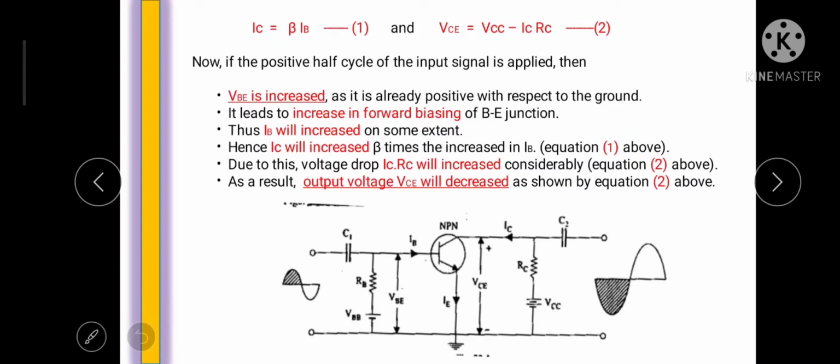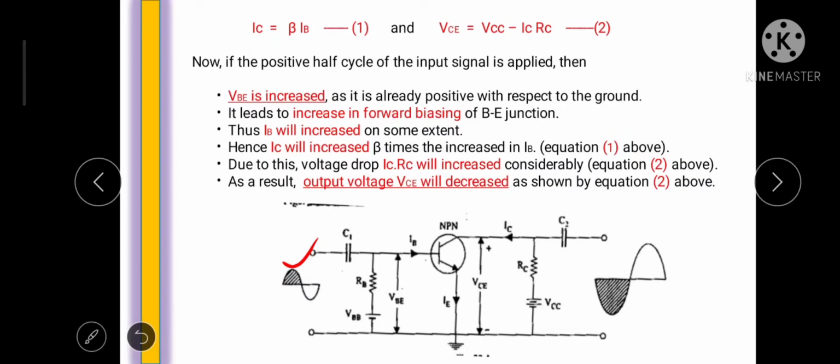Now try to concentrate on the input side of the circuit. Here we are going to apply a weak signal across these input terminals and we are getting its amplified version across the collector terminal. Out of this complete input signal, we are taking half part of the signal, which is shaded here. So we are going to apply this shaded portion, or we can say the positive half cycle of the input signal. Then let us see what happens in the transistor.